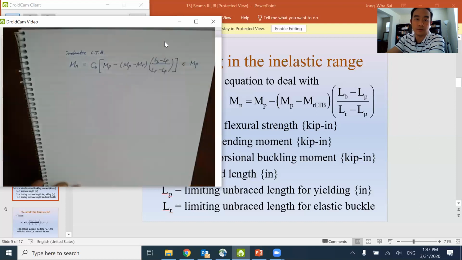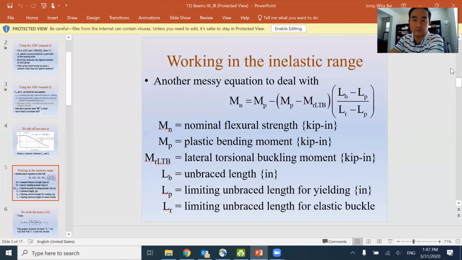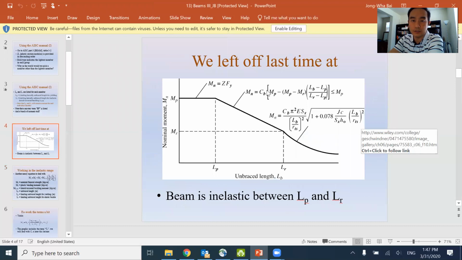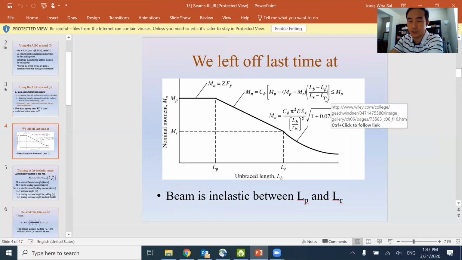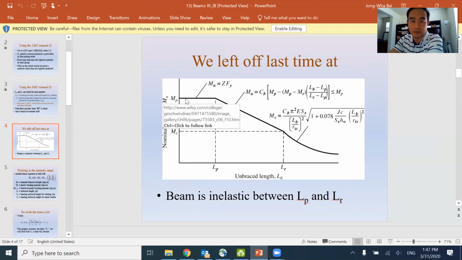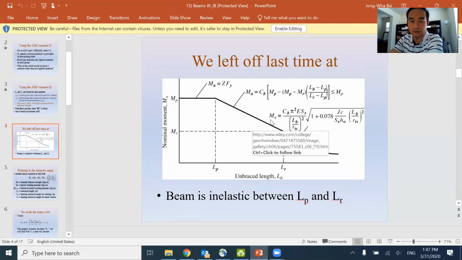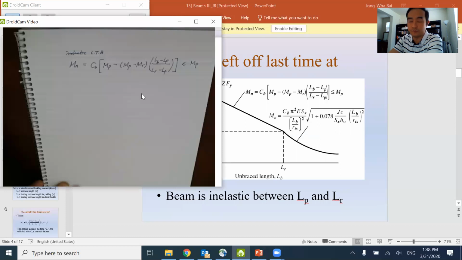So let me go back to the previous slide here. So this is the equation that I just wrote down on the paper. Mn is equal to C sub B times MP minus MR times this ratio, and that should be less than or equal to MP because MP is the maximum value of our nominal moment. So whatever you have from this calculation shouldn't be larger than MP, right? That's obvious.